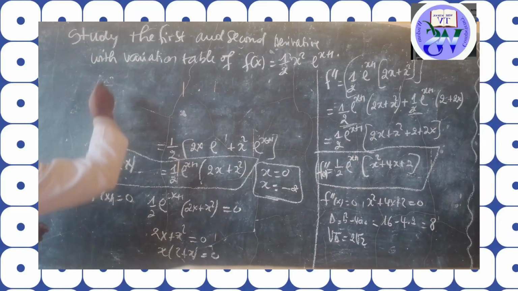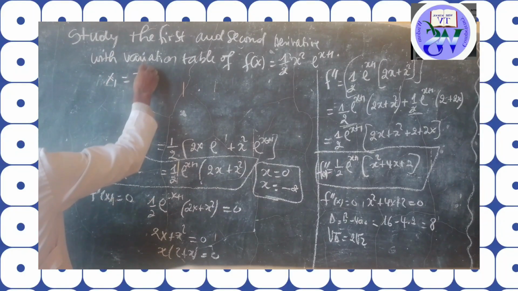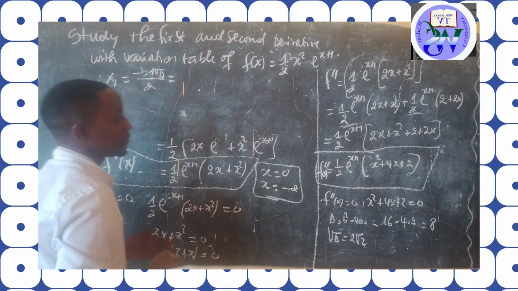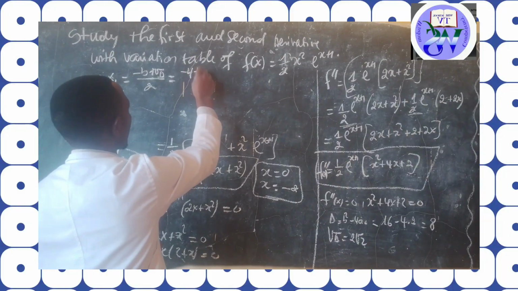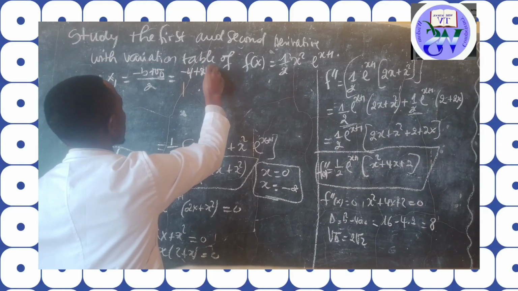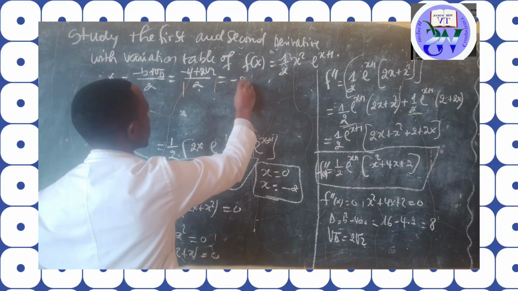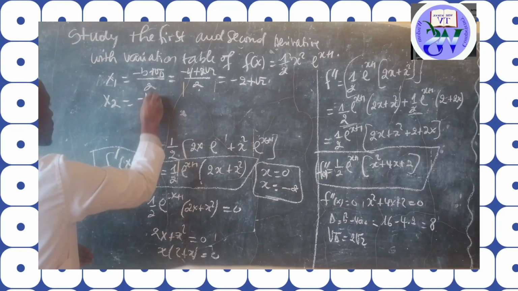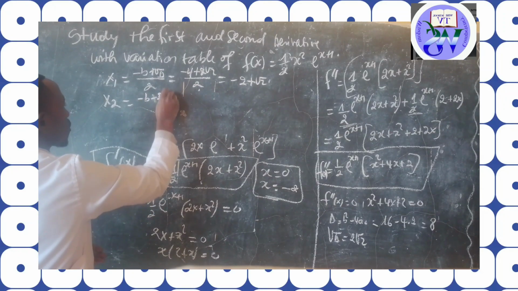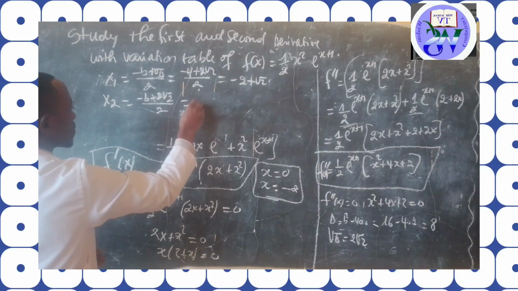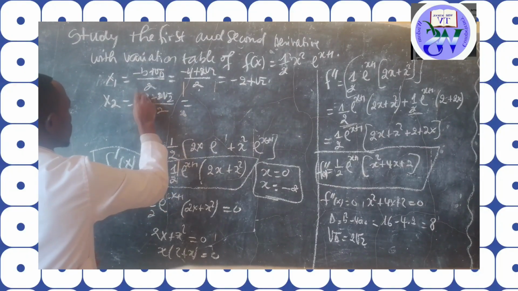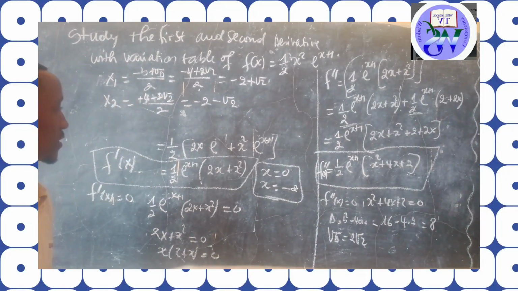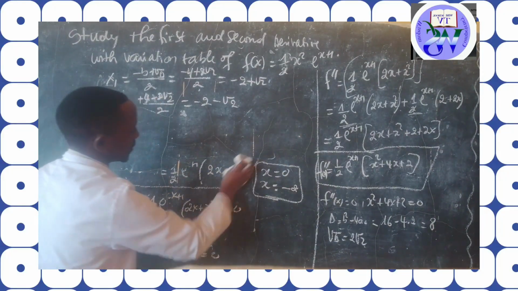So according to that, x1 is equal to minus b plus the root of delta over 2, which is equal to minus 4 plus the square root of delta, which is the square root of 2 over 2, which is equal to minus 2 plus the square root of 2. x2 is equal to minus b minus the square root of delta over 2, which is equal to minus 2 minus the square root of 2. So this is the value of that. Let's use that also.